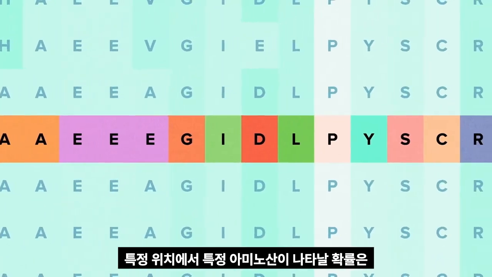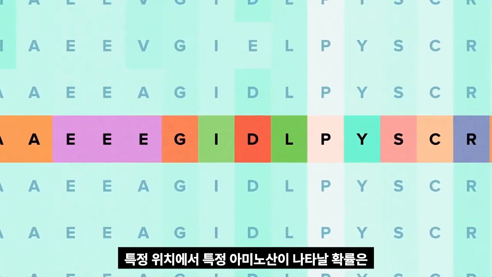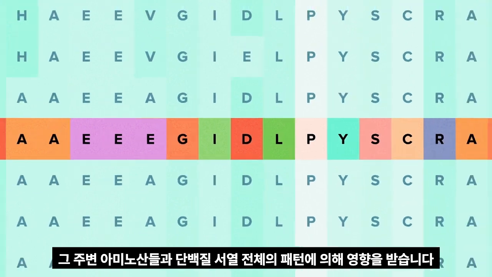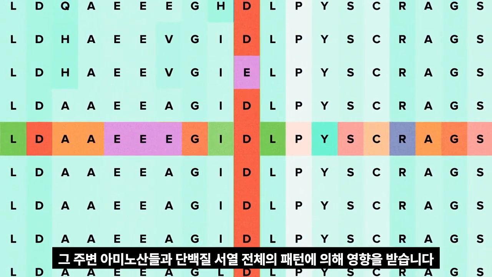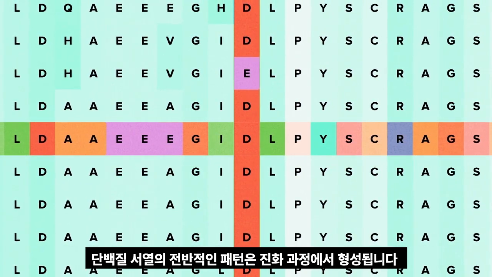The probability of finding a given amino acid at a given position is influenced by its neighbors and by the sequence of a protein as a whole. The global patterns in protein sequences are created by evolution. Evolutionary scale models can learn these patterns and then suggest changes to a protein that are evolution-like, changes that are more likely to be functionally important than random mutations would be.